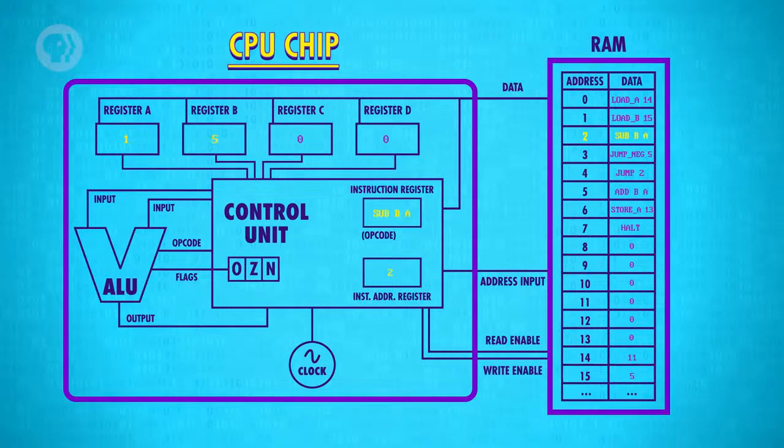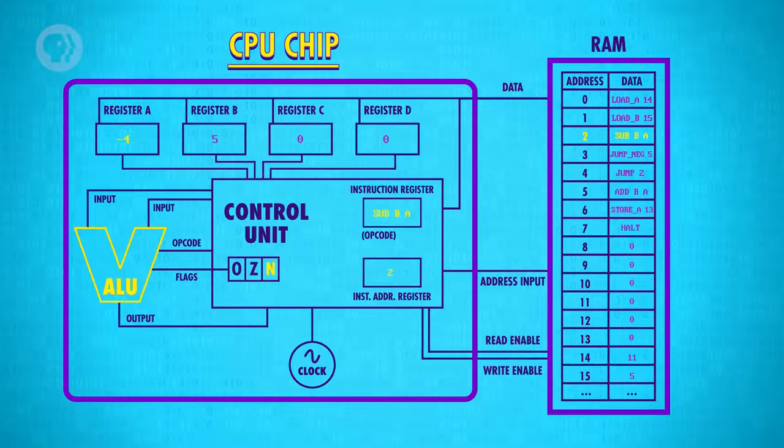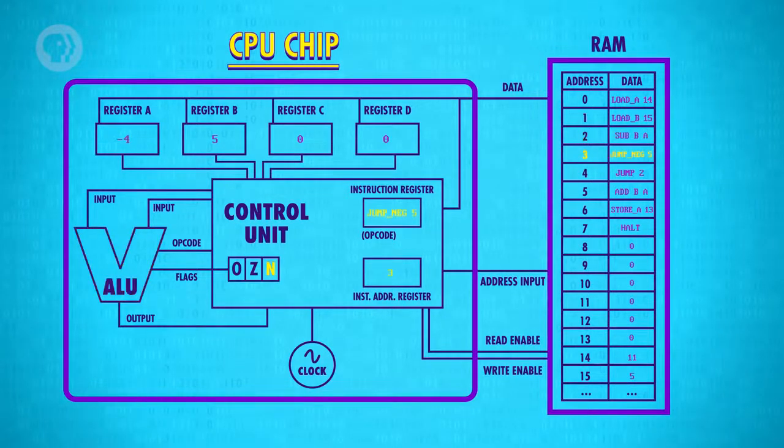1 minus 5 is negative 4, and so the ALU sets its negative flag to true for the first time. Now when we advance to the next instruction, jump negative 5, the CPU executes the jump to memory location 5. We're out of the infinite loop. Now we have an add B to A. Negative 4 plus 5 is positive 1, and we save that into register A. Next we have a store instruction that saves register A into memory address 13. Lastly, we hit our halt instruction and the computer rests.